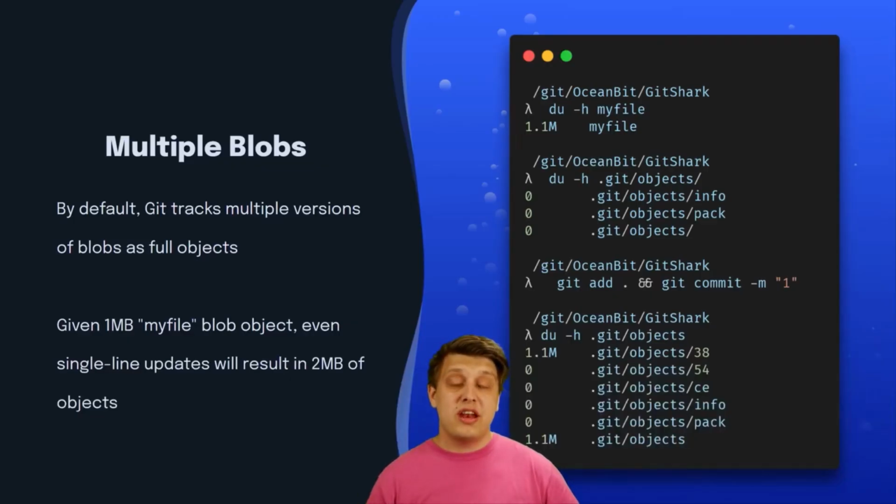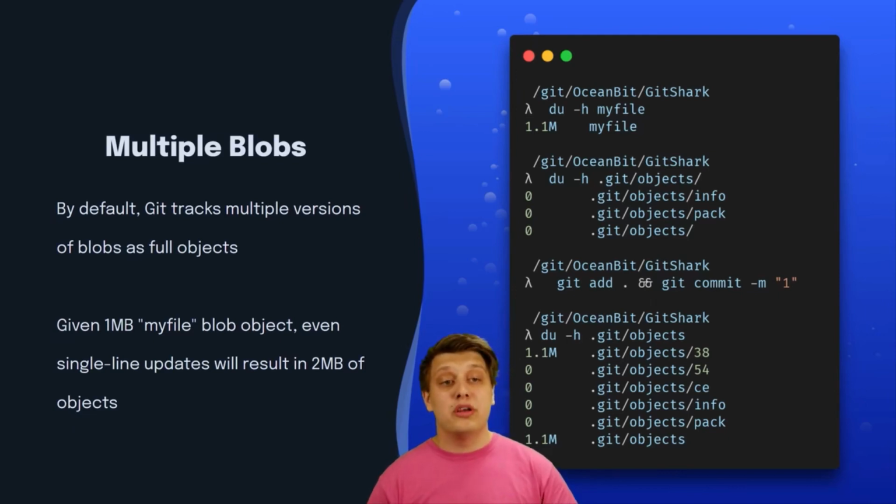Something worth mentioning that had come up during that video is that we were updating an existing file. By default, Git will track multiple versions of the files as full blob objects. What this means is that if we had a 1 megabyte myfile blob object, even if we made a tiny update to that file and added that in a future commit, it would store both full versions of the file.